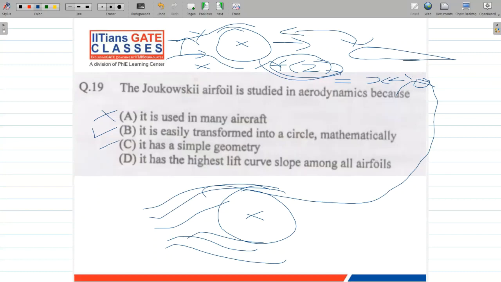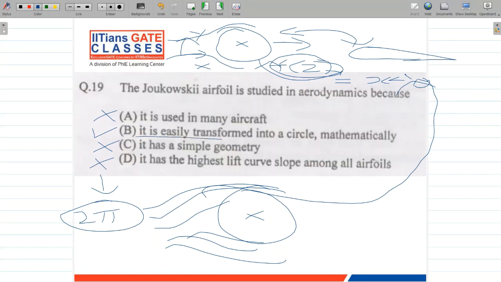Does it have simple geometry? No, it might be complex in some cases. Does it have the highest lift curve slope? Absolutely not. Thin airfoil theory would predict a lift curve slope of 2 pi, and Joukowsky airfoils do not say anything in particular about that.